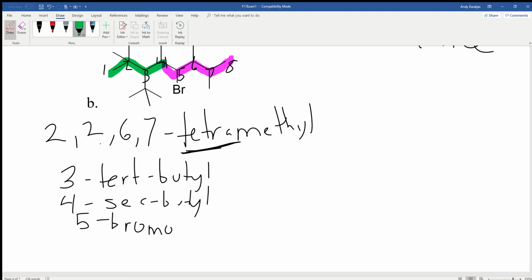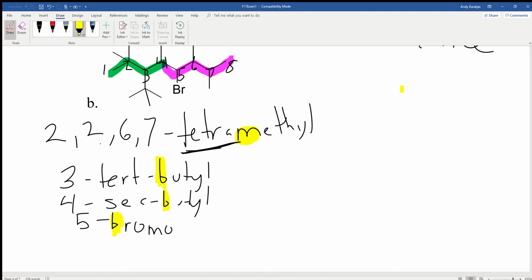Now, when we alphabetize here, this is going to be a little bit more complicated than it's been in the past. So the tetramethyl gets alphabetized under M. We know that. The bromo is the easy one. It gets alphabetized under B. But for our 2 butyl substituents, the tert-butyl and the sec-butyl, tert and sec are both numerical prefixes. So these both get alphabetized under B.